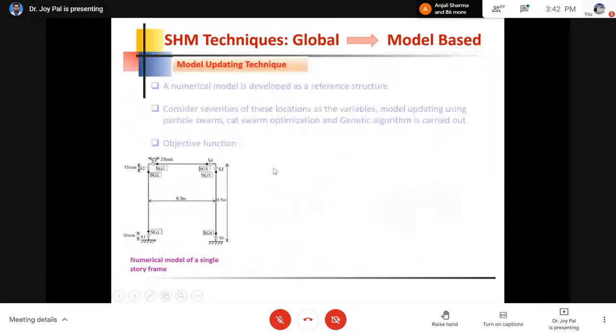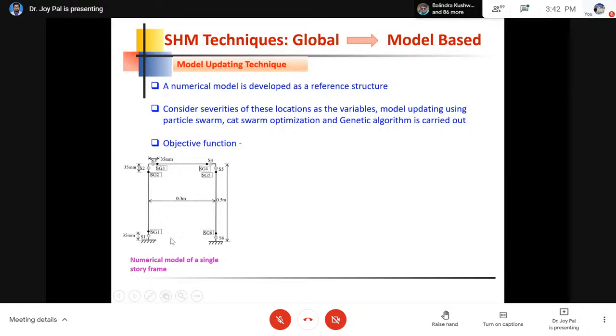Here you can see the model which I developed in MATLAB. At this location I put one rotational spring, here another rotational spring, and here another. Like this, rotational springs are considered at all 6 locations. The fixity of the rotational springs is the parameter, because if the bolt is loose then the fixity will be less, and if it is tight then the fixity will be more. That is why the spring stiffness will directly give me the value of the loosening of the bolts.